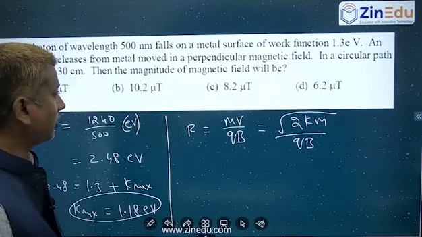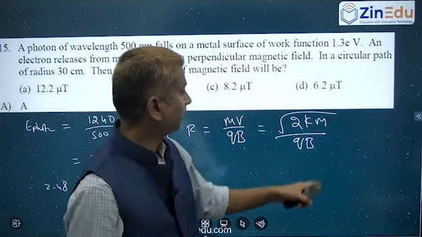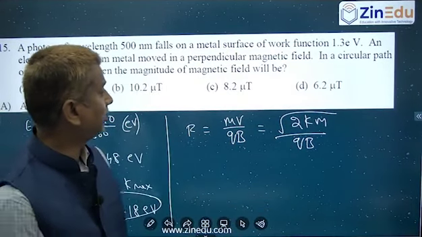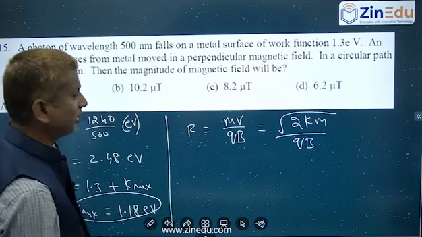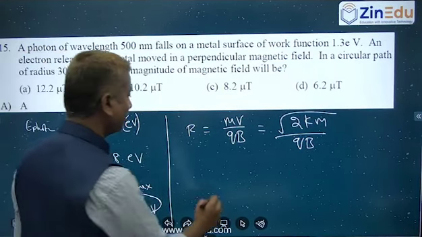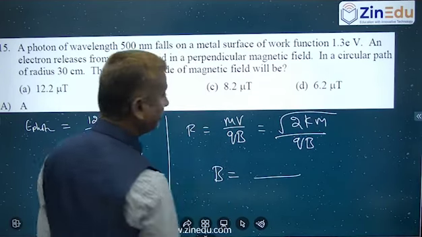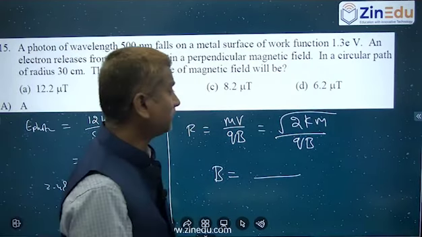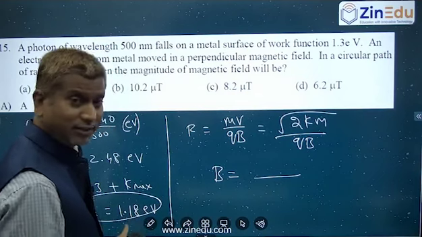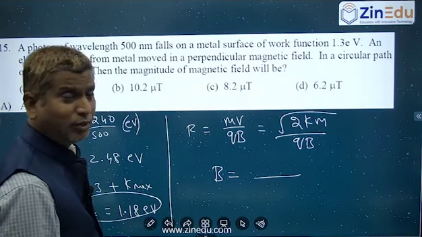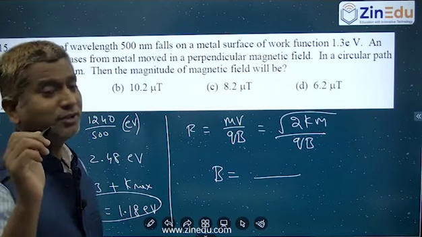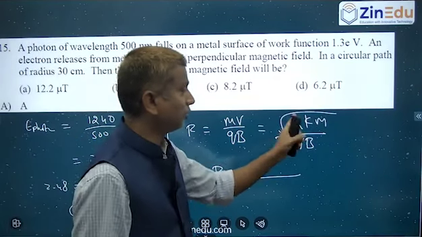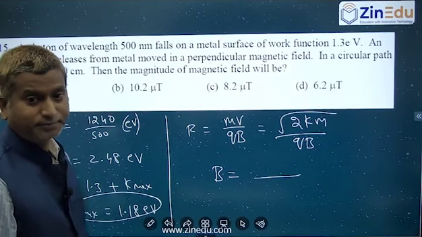Kinetic energy is already given, you know the mass of the electron and the charge of the electron, and you can get the magnetic field here, correct? The radius is also given, everything is given, so you have to calculate the B value. Keep in mind that the kinetic energy is given in electron volts, and you need to convert it into joules, because 1 electron volt equals 1.6 times 10 power minus 19 joules.